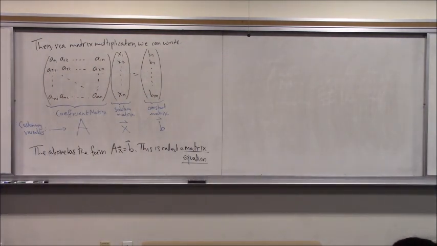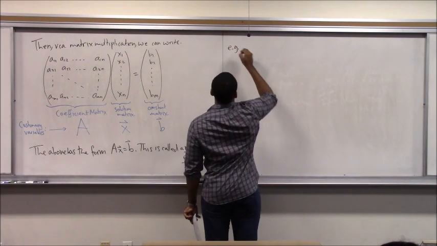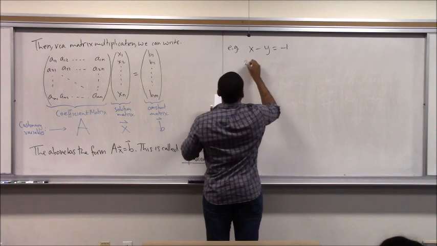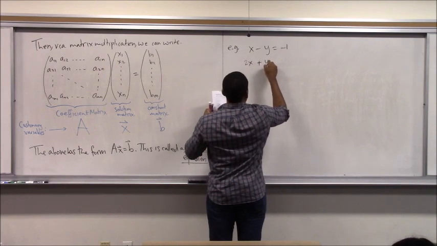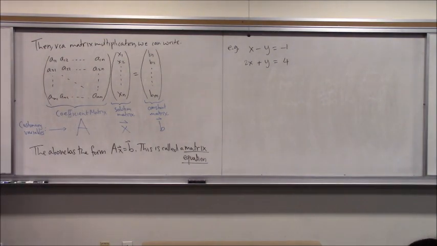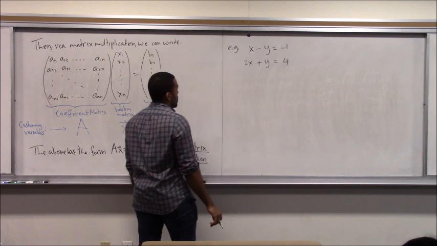Now, did I give any examples? Okay, I gave us a stupid one. Well, let me just write it down anyway. It's just a 2 by 2 example. If you see x minus y equals minus 1, 2x plus y equals 4, that is a 2 by 2 system of equations, with 2 variables and 2 equations.